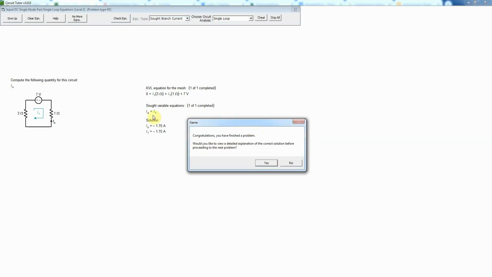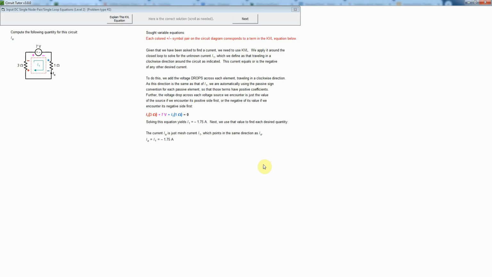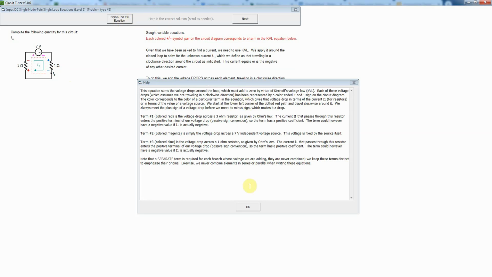And now I'm done. I can also view a detailed explanation, which I'll show you here. In this case, it's actually showing you the voltage drops around this dashed loop here, dashed in red. And it's color coding the terms in the KVL equation to match. So for example, the red term here is the voltage drop across the 3 ohm resistor, and the plus minus signs illustrate that that's a voltage drop while moving clockwise. And the magenta term is the 7 volt drop here, and then the blue term is the drop across the 1 ohm resistor. If you want a more detailed explanation of that, especially about the polarities, then there's a button here to explain that, and it'll give you a very detailed explanation to help you understand that.